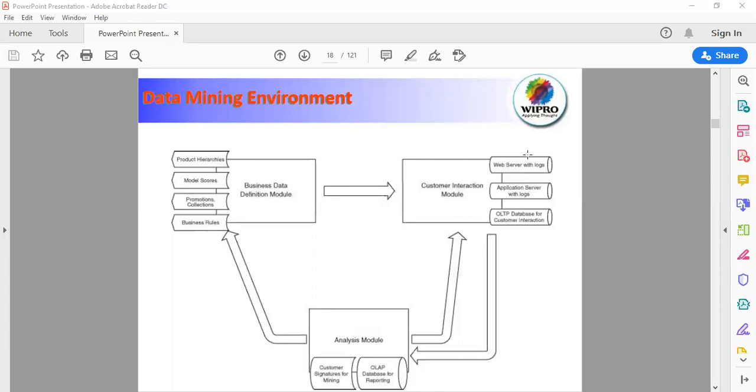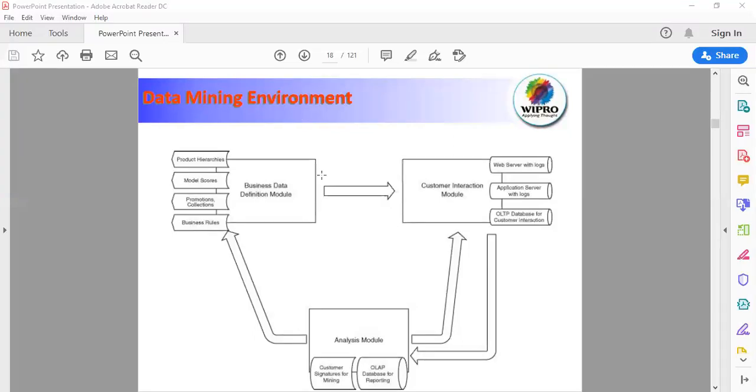Today we are going to discuss some of the data mining environment and the techniques which are used in machine learning as well as data mining. Whatever we have covered in our previous lectures, we will try to summarize, and we will go into detail on the techniques as discussed in the previous lecture.